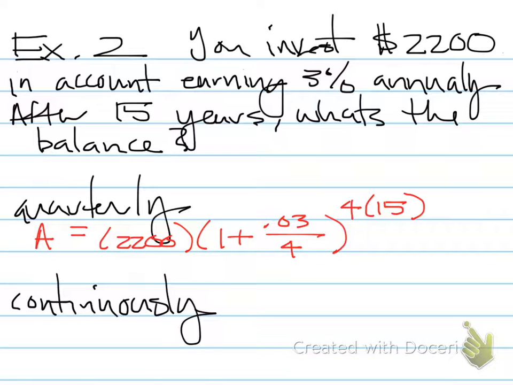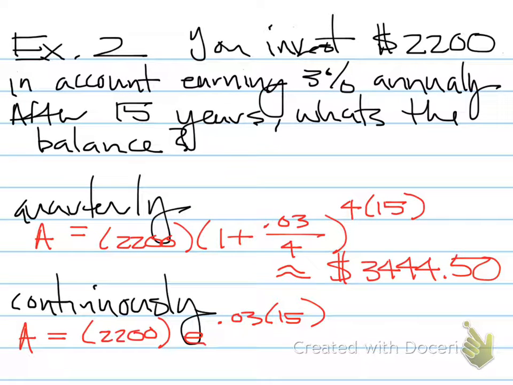Once you get that result, raise that result to the 4 times 15 power. If you have a TI-84 above, you should be able to just hit the caret button, and then in the exponent you can just type 4 times 15, or you can just do the math in your head. 4 times 15 is 60. So once you raise that to the 4 times 15 power, then you're going to multiply that result by 2,200 to get the balance, which would be 3,444.50.